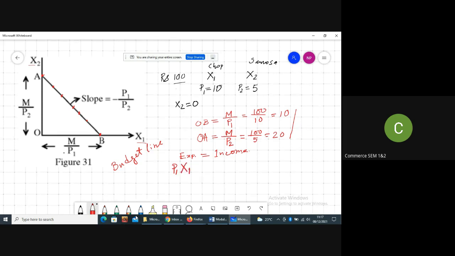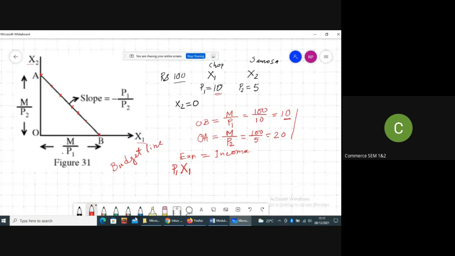Like here, if the consumer consumes 10 units of X1, the expenditure on commodity 1 will be 10 multiplied by the price of X1. So 10 multiplied by 10, which is equal to 100. So now what will be the expenditure on commodity 2? If you are consuming X2 amount of commodity 2, it will be P2 multiplied by X2.